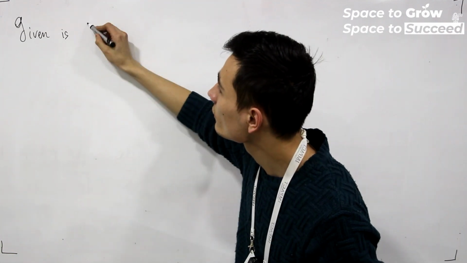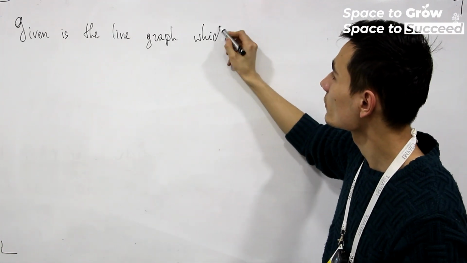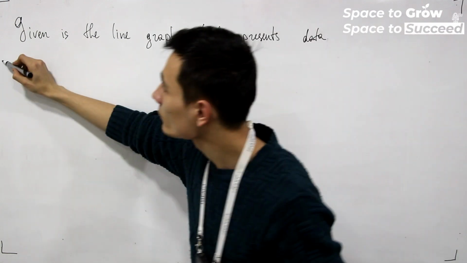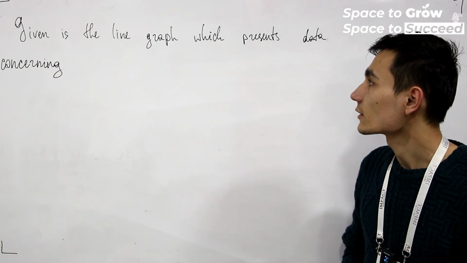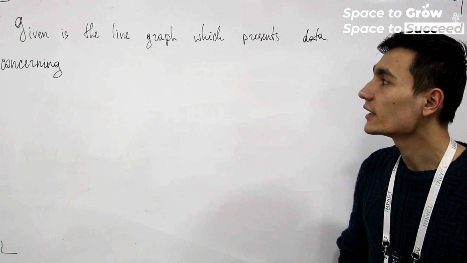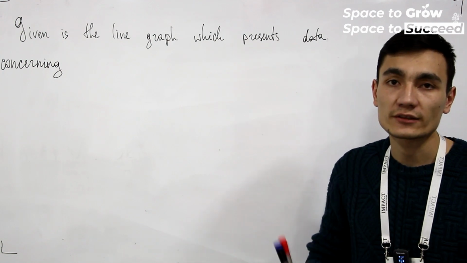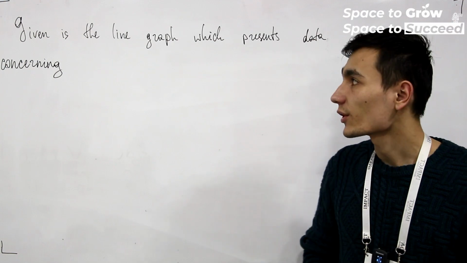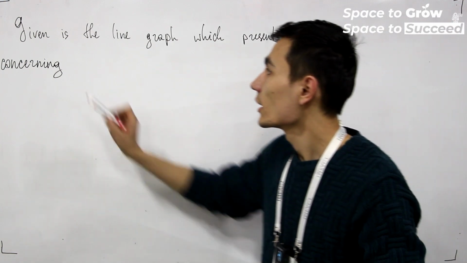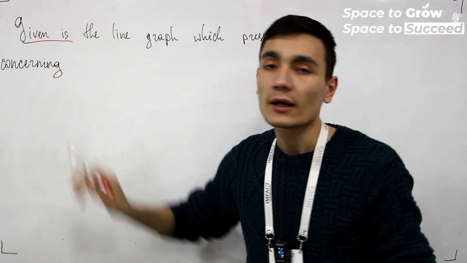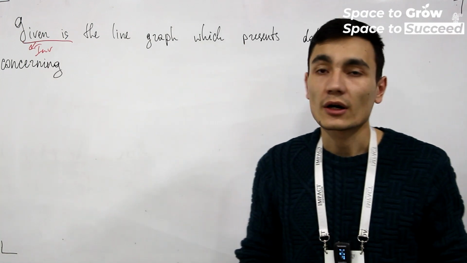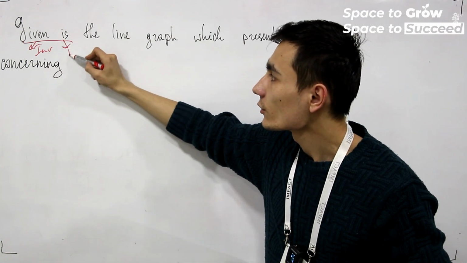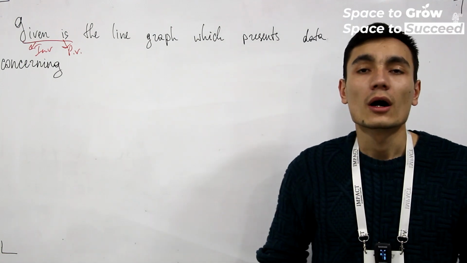And the structure itself is: a line graph which presents data concerning. As you see, the structure is given, and here we have to dissect it one by one, part by part. What is this structure? As you see, it is passive voice, and here what happened was inversion. If you use inversion you're going to get a higher score, and it's better than active voice, so passive voice is going to give you a higher band score.